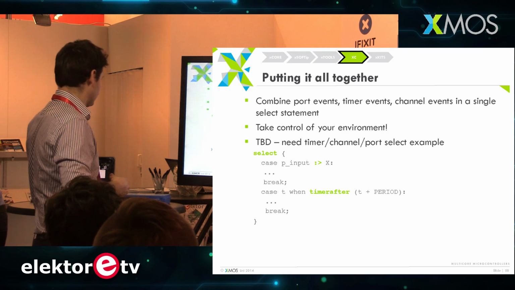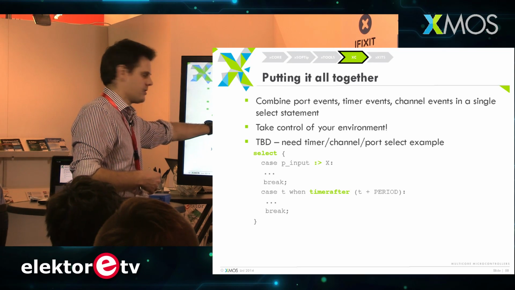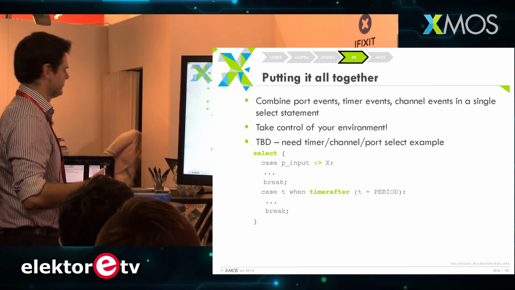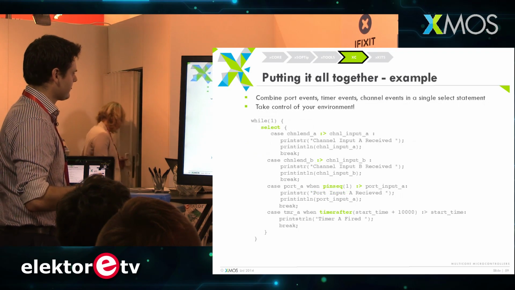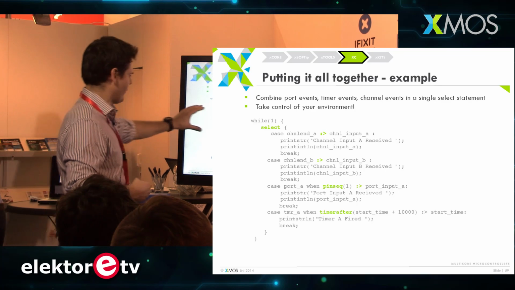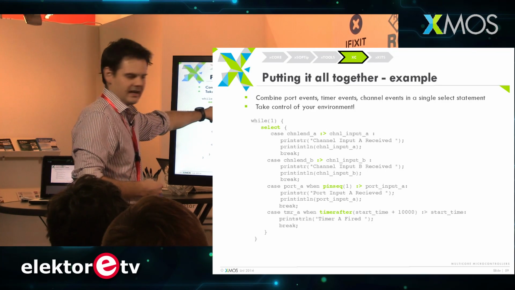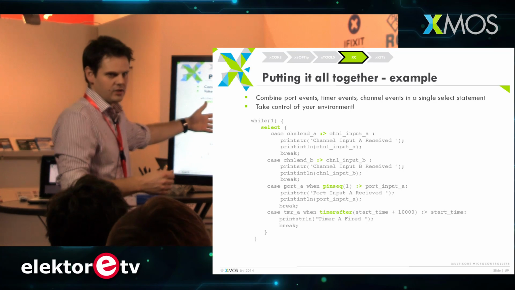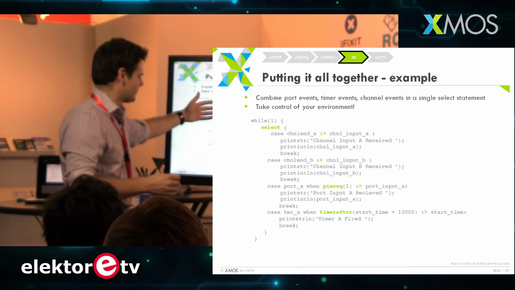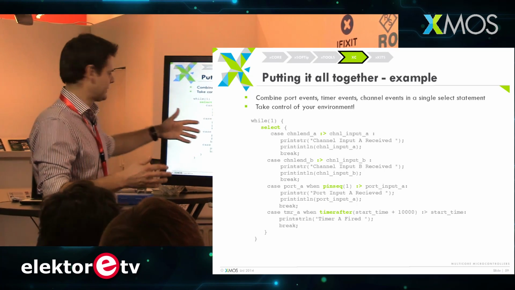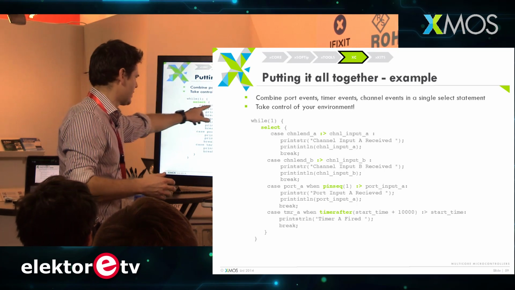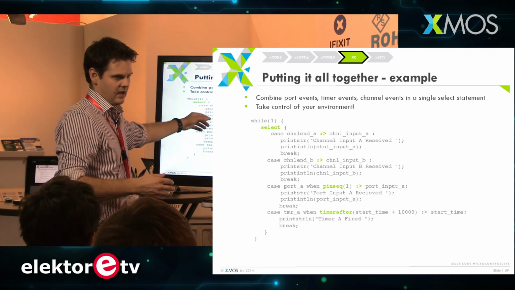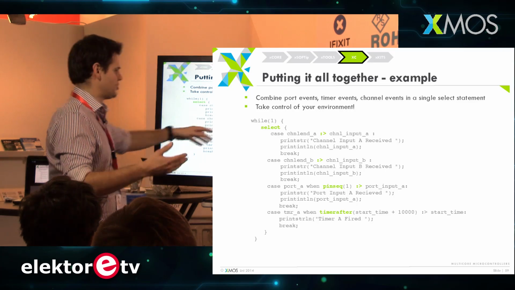Putting it all together, this is the example that we were just looking at, in fact, where you have a select, the port is dealt with there, and then we have a timer to do some functionality over the top of it. This is a bit of a fuller example. So chanend, this is communication between cores, and you can construct the select statement in the same way you would with ports. When you get a value on the channel end, do this. When you get a value on another channel end, do this other task.